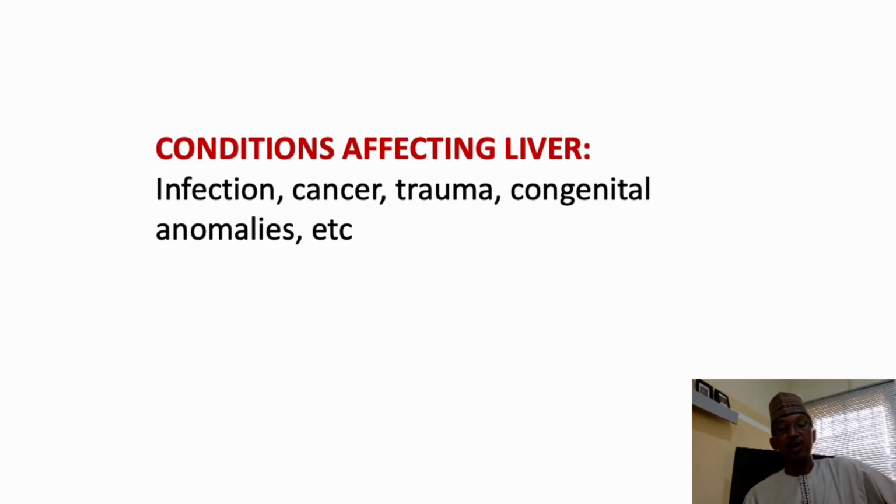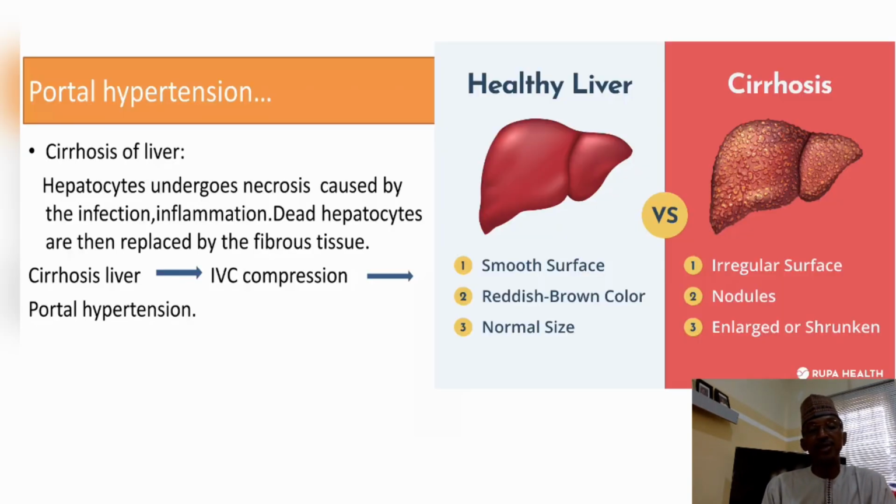Again, trauma of the liver due to domestic injury or road traffic accident. Congenital anomalies can also affect the liver. Again, liver cirrhosis can happen, and if that happens, the liver can compress the portal vein, which will now cause what we call portal hypertension.